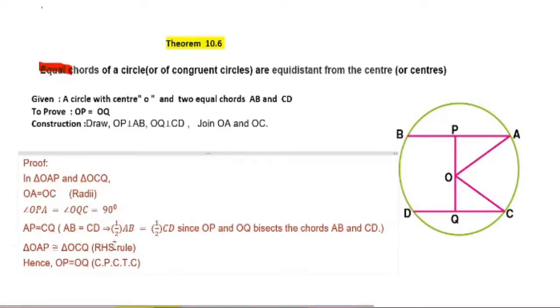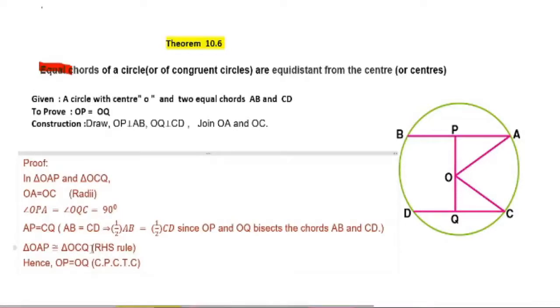So here you can use RHS Congruence Condition. In these two triangles, OA is the hypotenuse, and in the second triangle OC is the hypotenuse. These two hypotenuses are equal, and one of the sides, AP and CQ, are also equal, and this angle is 90 degrees. So by RHS Congruence Condition, triangle OAP is congruent to triangle OCQ.